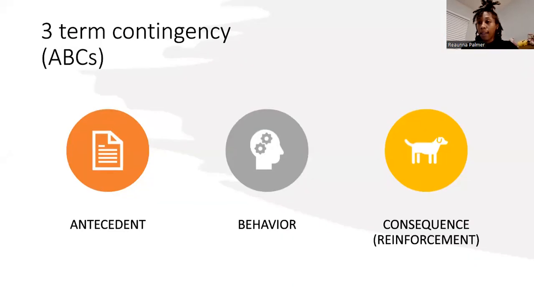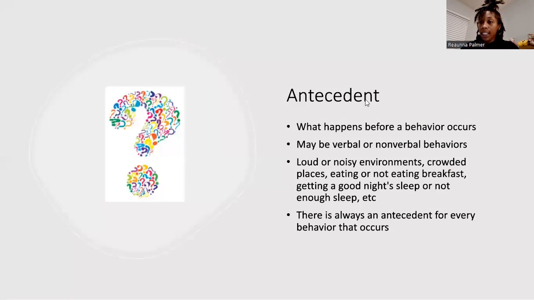Here, we'll talk more about that three-term contingency. So this includes an antecedent, a behavior, and a consequence or reinforcement. So an antecedent, this is basically what happens before a behavior occurs. It could be something that's verbal or nonverbal.